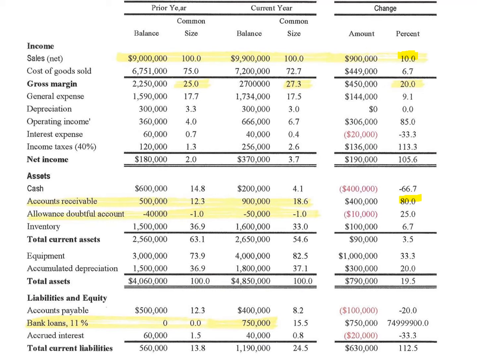But they didn't drop their price because the gross margin is higher. So that means if anything, they raised their price. They didn't drop it. So sales are up 10%. Maybe it's a booming economy. But why did the people borrow money to buy their cars instead of paying cash?